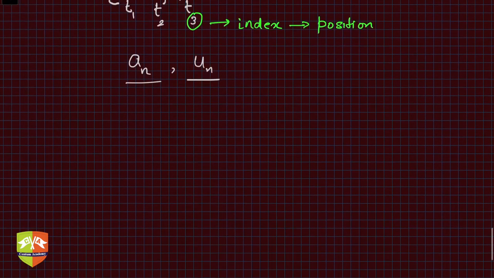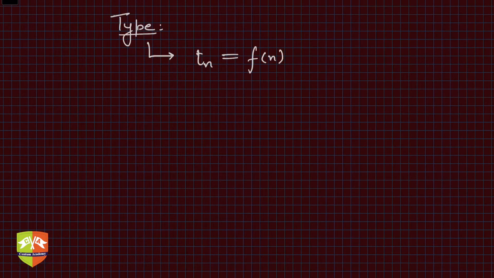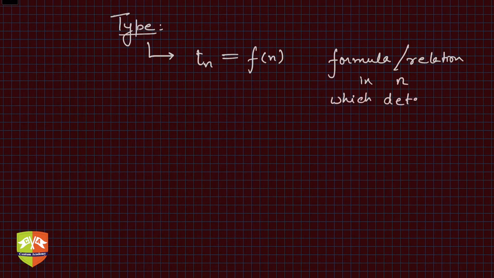Now once that is clear, then we are going to discuss two types of sequences in this case. So let's understand another typification. Last time we did finite, infinite sequence here. Let's say one is when the nth term is a direct function of n, that is you can have a formula, actually it's a relation, in n which determines tn, nth term, right? So tn is a function of n.